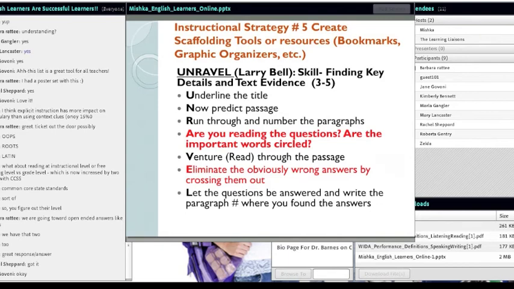So basically, underline the title, predict the passage, run through and number the paragraphs, and then they have to read the questions first. After they read the questions and circle the important words in the questions, they go back to the passage and find the answers. Okay? So basically, you're reading the questions first so that you have an idea of what you're looking for in the passage. Then you eliminate the wrong answers by crossing them out. Let the questions be answered and write down the paragraph number where you found your answer. Any questions about that one?